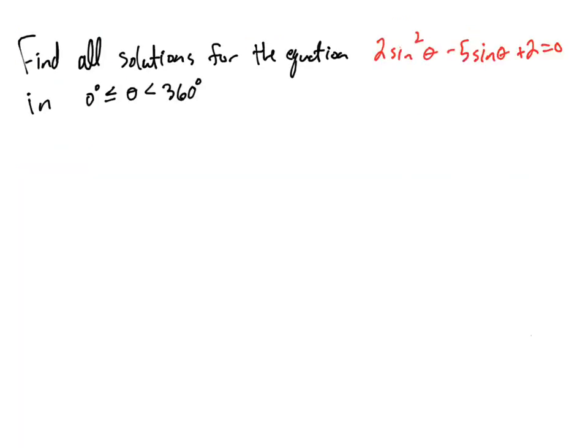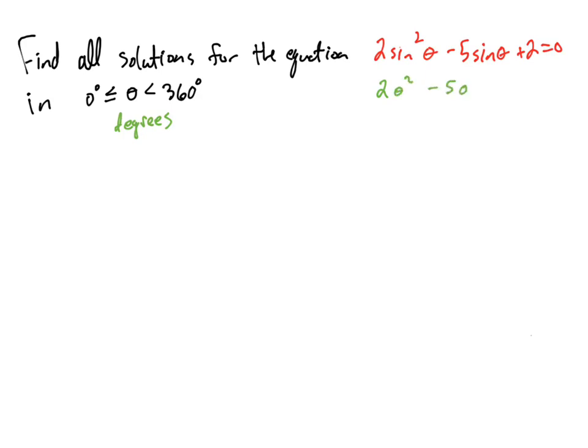So for this one, let's find all solutions to the equation 2 sine squared theta minus 5 sine of theta plus 2 is equal to 0 between 0 and 360 degrees. So we want the angles to be in degrees, and let me write it with theta.